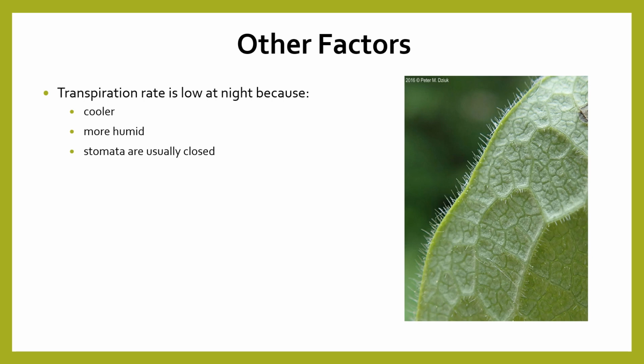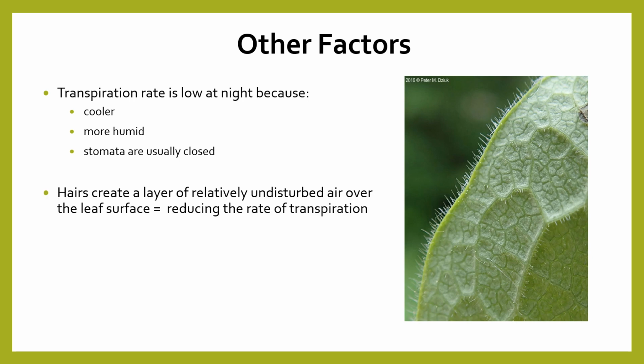So let's look at some other factors that might affect the rate of transpiration. Well, we know that transpiration rate is low at night because it's cooler, it's more humid, and stomata tend to be closed at night. Hairs, as you can see in this photo on the right, on the plant can create a layer of undisturbed air that's very humid, warm, and has a lot of water vapor around the leaf, so around the stomata, and this also reduces the rate of transpiration.